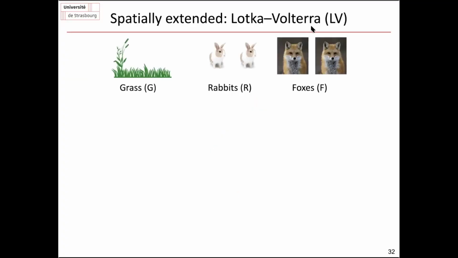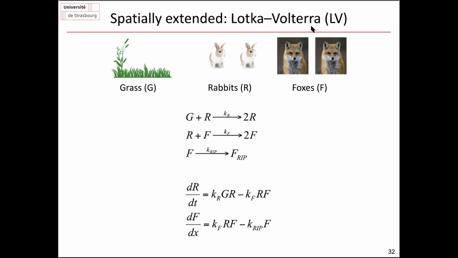Okay, so the last example I want to go into is spatially extended systems. So we saw before and in the other classes that we can write kinetic equations for simple systems. So this is the Lotka-Volterra system that I mentioned in the introduction, which was really a turning point in nonlinear dynamics. So imagine we have this model, we have rabbits, we have foxes that like to eat rabbits, and we have grass, which is the food.